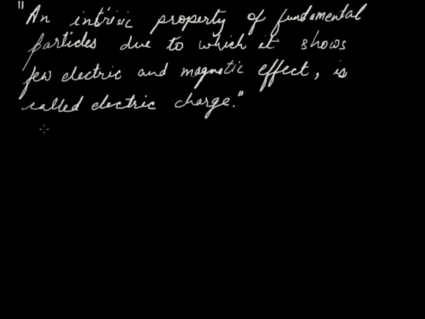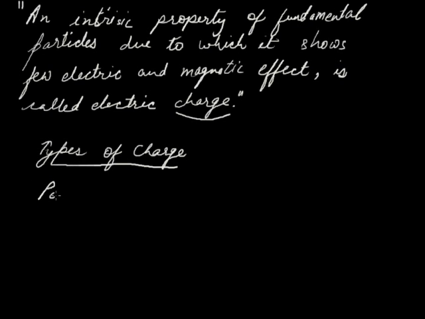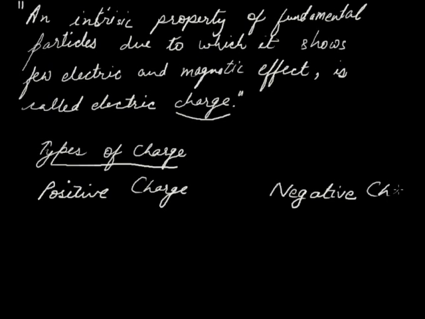Now we know that charge is of two types. One is positive charge and one is negative charge. Whenever you are asked about the polarity of any charge, you have to tell about the positive charge or negative charge. Now, let's see when a body becomes positively charged and when a body becomes negatively charged.